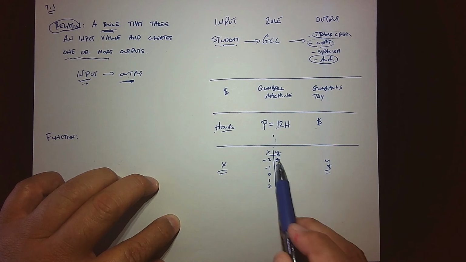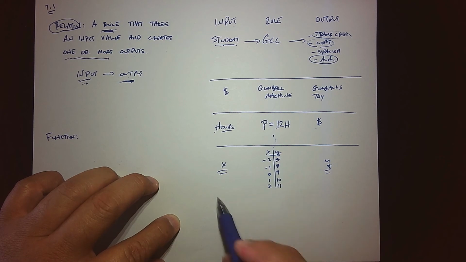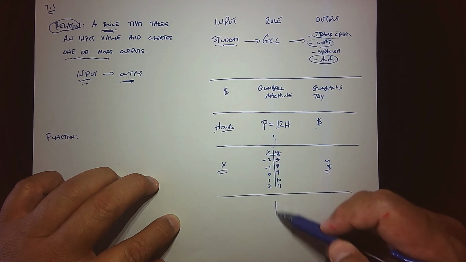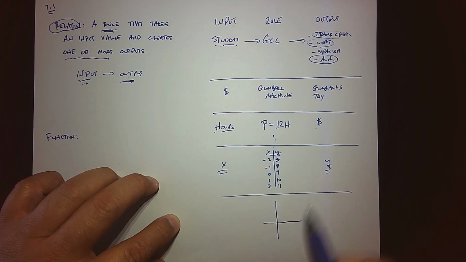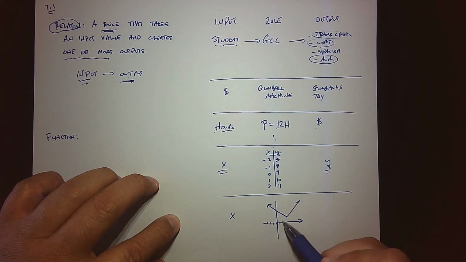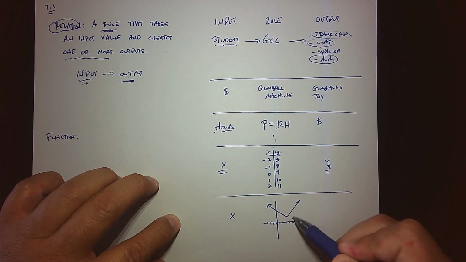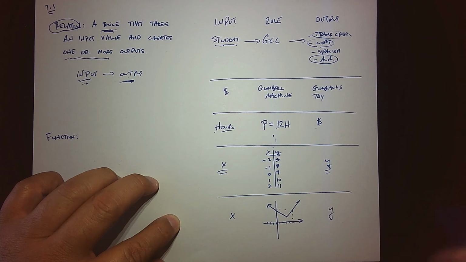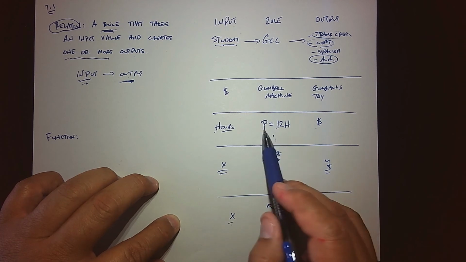But that is technically a rule. And then, of course, we also have graphs, right? So my rule could basically be some sort of a graph. So there's an absolute value graph. And so, again, in this case, the input would still be an x value, right? So you tell me where you're at on the x-axis, and then I can figure out where you're at on the y-axis.